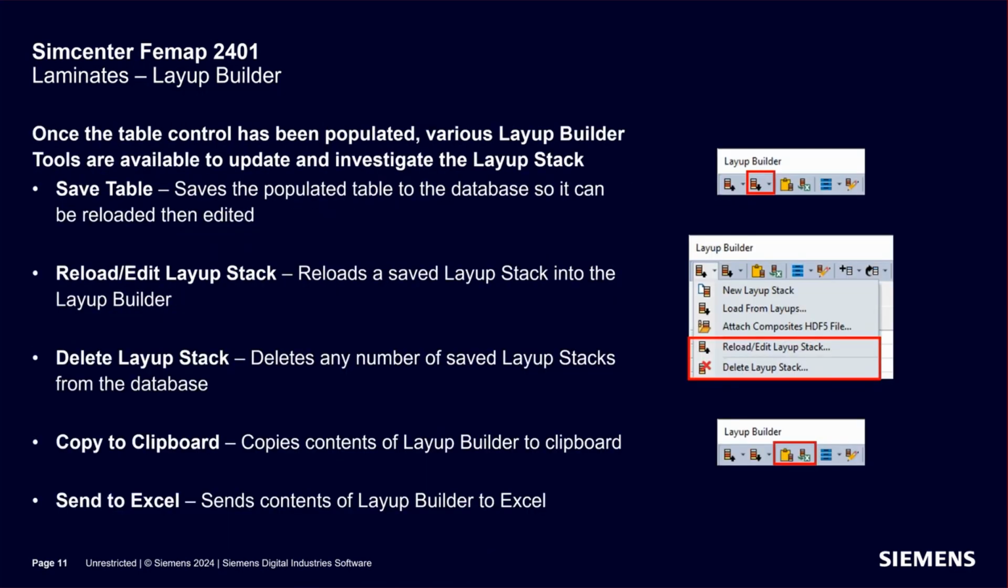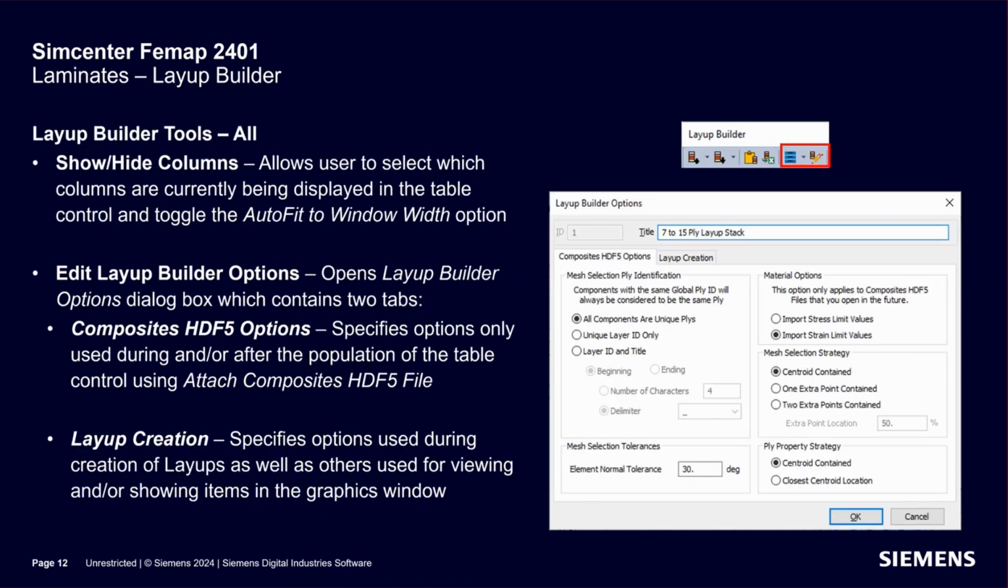Once you have the stack, you can save it. You can copy to the clipboard. You can send this data to Excel. You can copy some of it in here. There's a number of options that we have. So depending on if you're using an HDF5 file or you're doing layup creation in a more manual manner, there are two different tabs in here that you can pick.